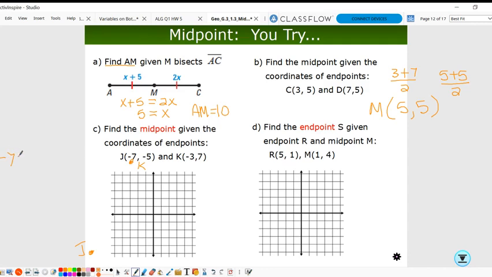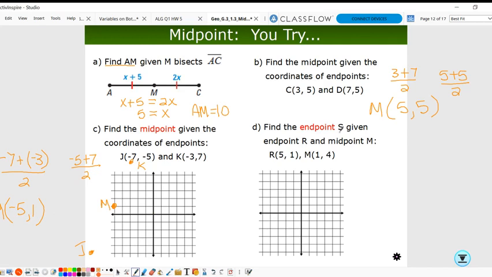I'm going to say -7 plus -3, divided by 2. And I'm going to do the y values as well. -5 plus 7, divided by 2. -7 plus -3 is -10. Divided by 2 is going to give me -5. -5 plus 7 is 2. Divided by 2 is going to give me 1. So my midpoint is over here at (-5, 1). That's my midpoint.